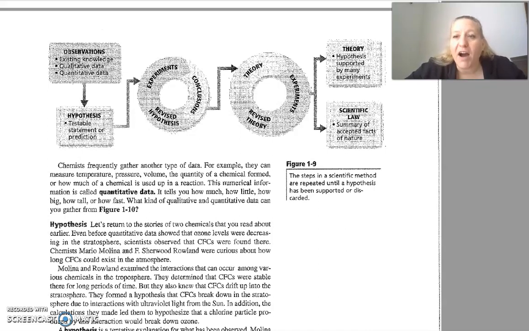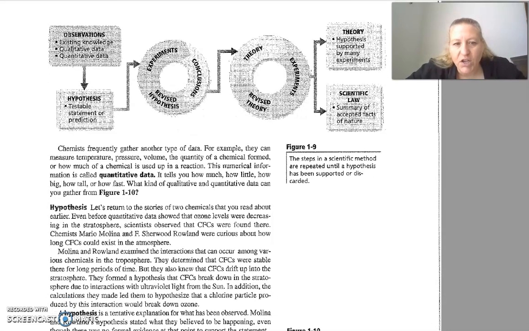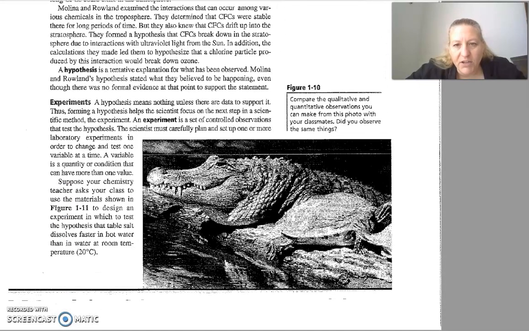You have 5 M&Ms. Okay? I can count them. I have a number. So what kind of qualitative and quantitative data can you gather from figure 10? So let's look at figure 10. Okay? So we could count how many teeth he has. That would be quantitative data.